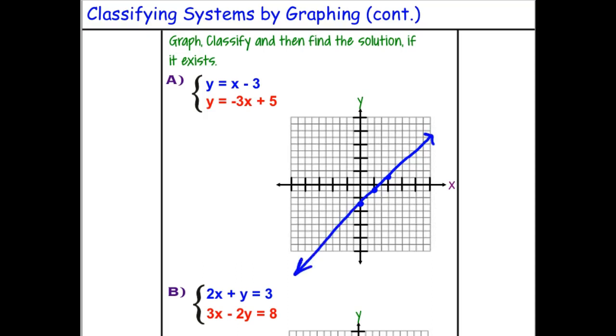Then for the red line, I've got a positive 5 for a y-intercept and a slope of -3. So down 1, 2, 3, 4, 1; 1, 2, 3, 4, 1; 1, 2, 3, 4, 1. Now I can go ahead and draw that line. As I can see, they cross. Because they cross, that means they are consistent. It's consistent with the fact that we do have a solution. And because they intersect once at this point here, that means they are independent.